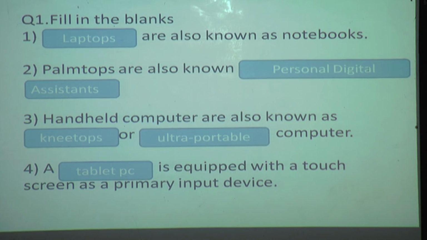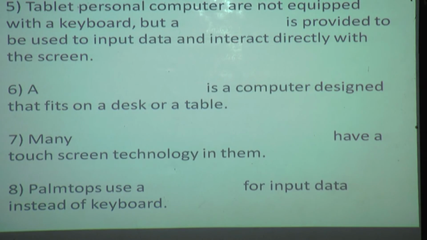Next, fourth one is a tablet PC is equipped with a touch screen as a primary input of data. Which one has the touch screen as primary input data? In a tablet PC. Next one is the fifth one. Tablet personal computers are not equipped with a keyboard, but a dash dash is provided to input data and interact directly with the screen. What are we using there? It has a special pen.